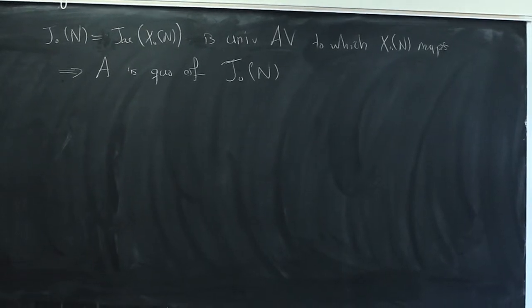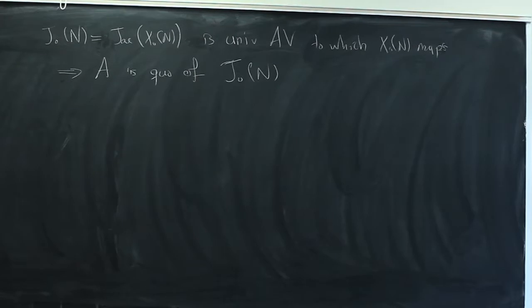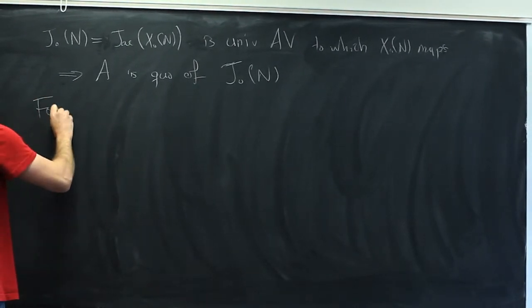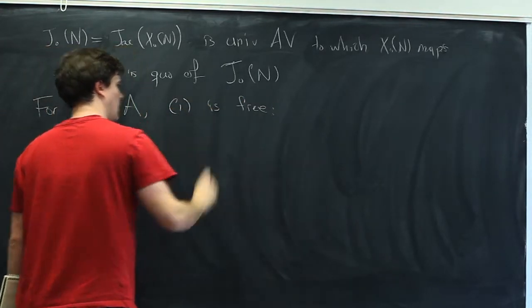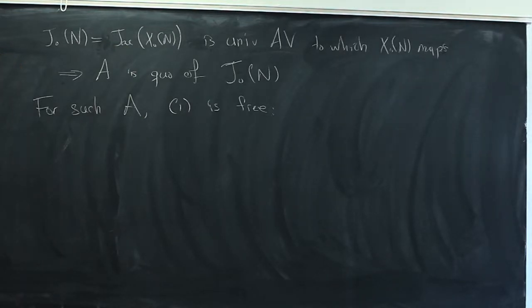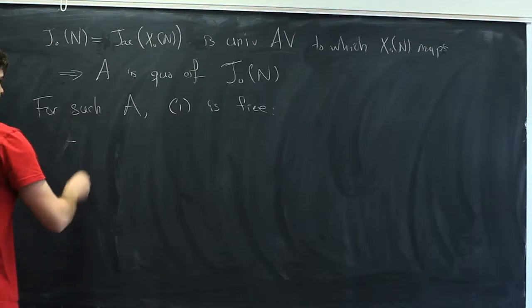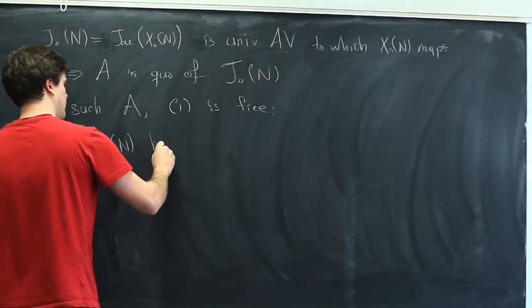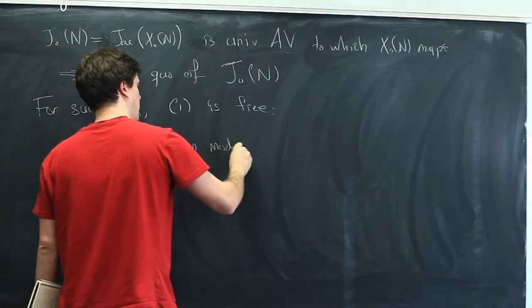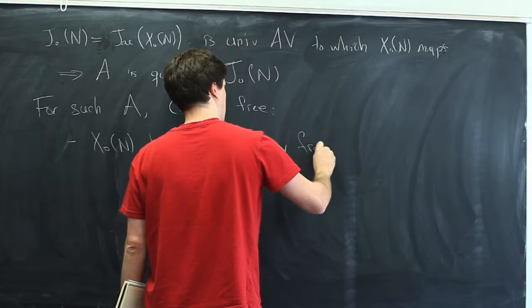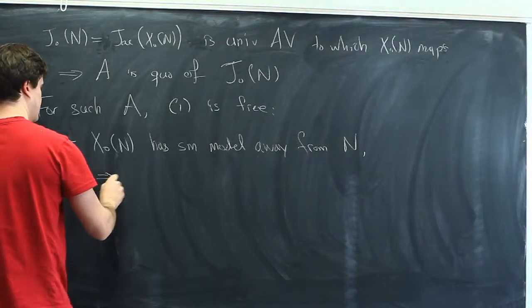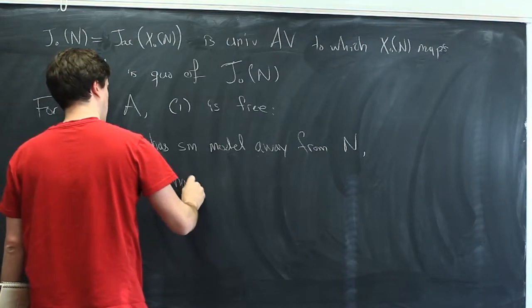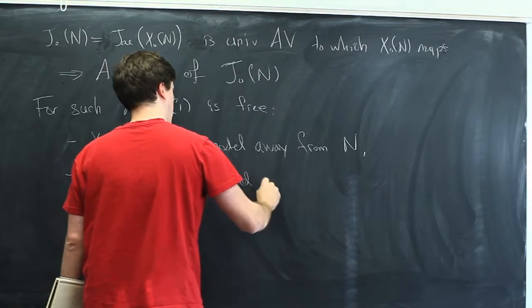Okay, and so we know that for quotients of J_0(n), this first condition is just free. I explained that maybe one or two lectures ago, but the reason was very easy. It comes from combining three things. The first is that X_0(n) has a smooth model away from n. And then whenever you have a curve that has a smooth model away from n, its Jacobian has good reduction away from n. So this implies that J_0(n) has good reduction away from n.